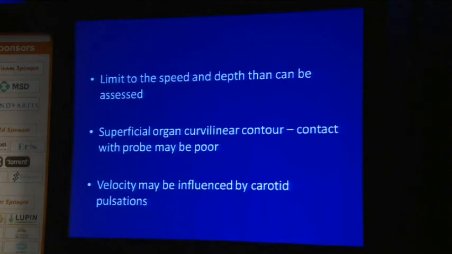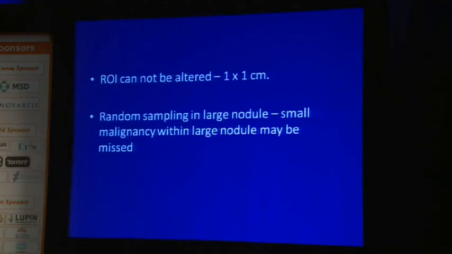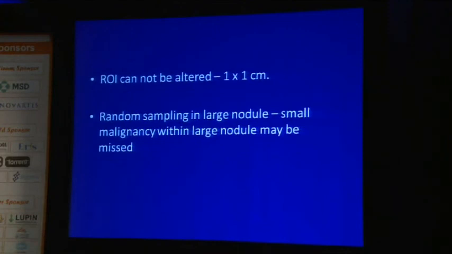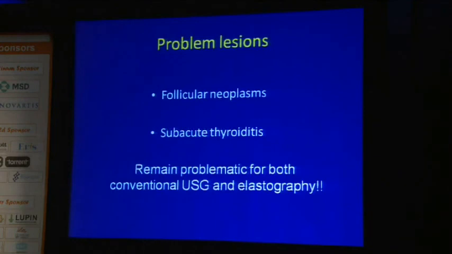There are also limitations to the range of velocities which can be measured. The thyroid itself being a superficial organ, and having to use a transverse probe on a curvilinear nodule, there could be problems with contact between the probe and the nodule, and velocities can also be influenced by carotid pulsations. Moreover, the ROI that we can apply on the nodule is fixed at the moment, and we have to randomly sample velocities. So problematic lesions still remain problematic in spite of elastography.